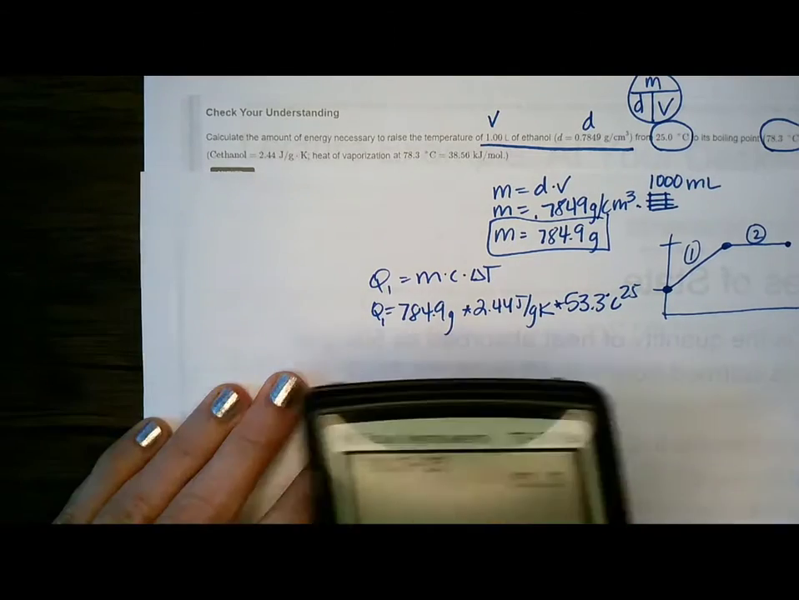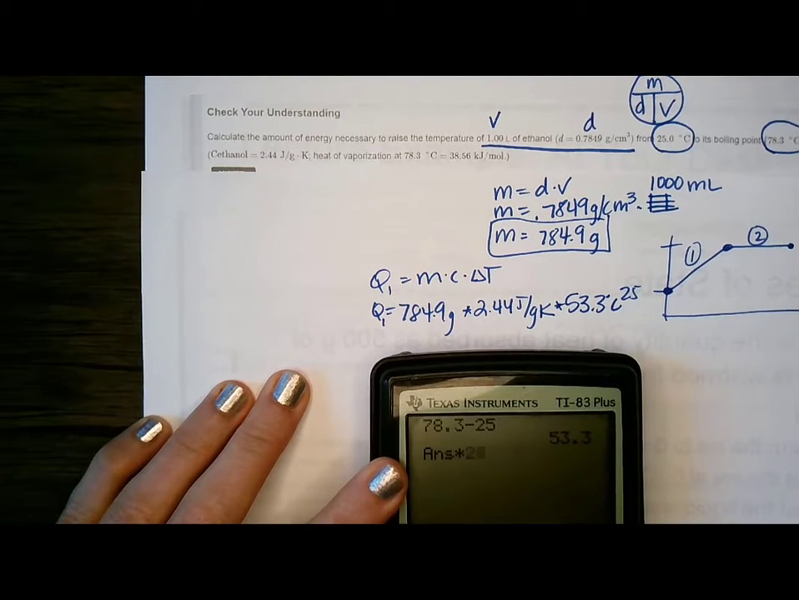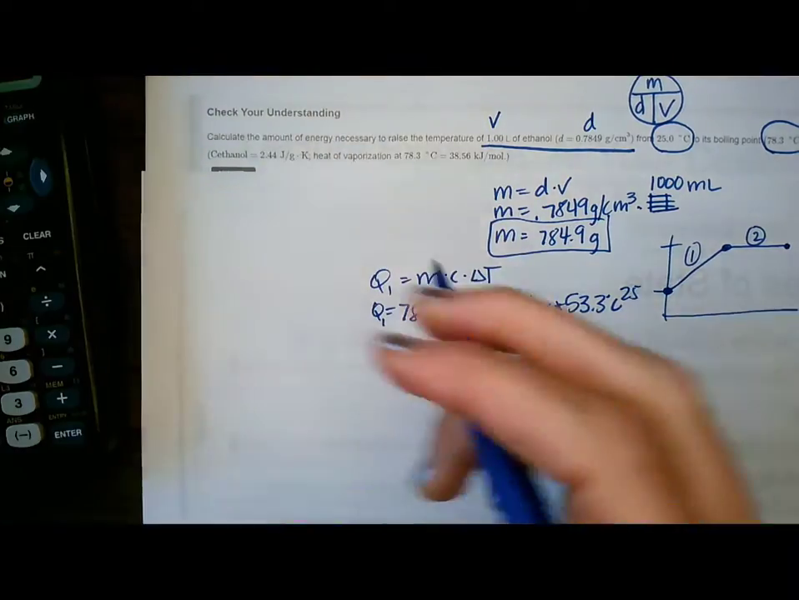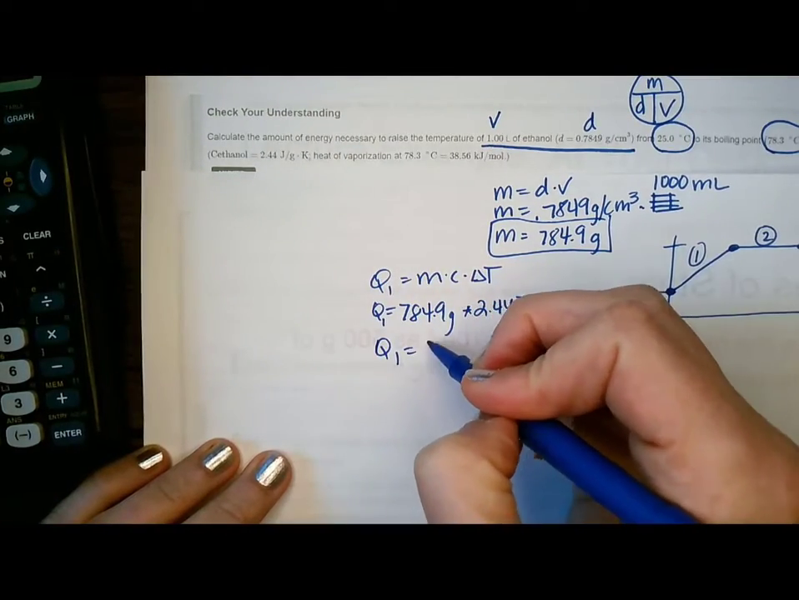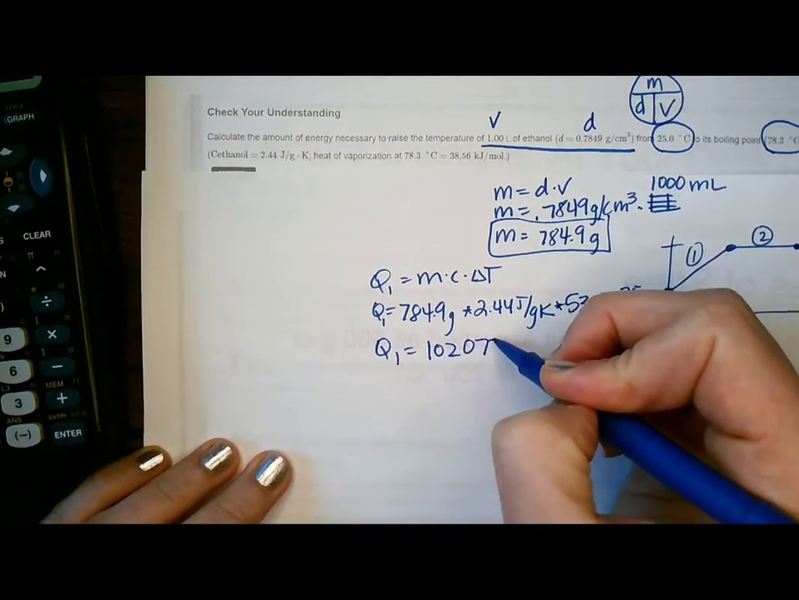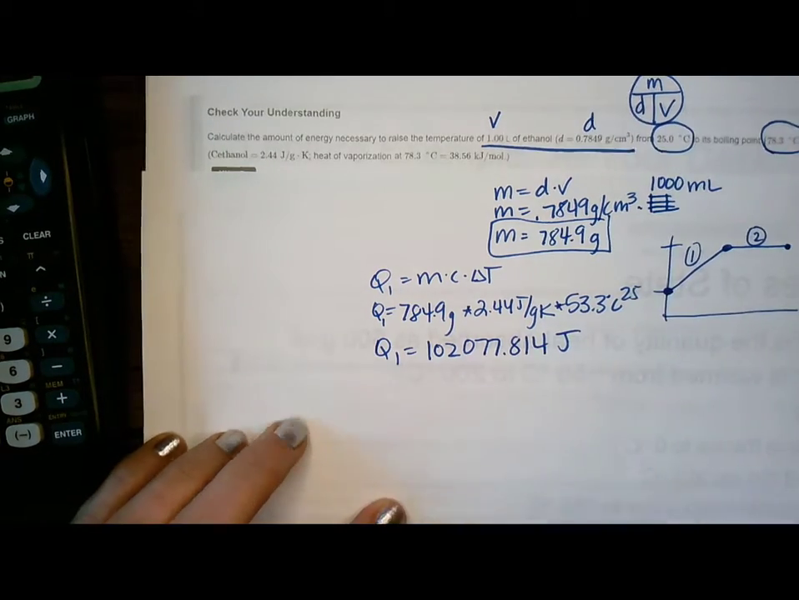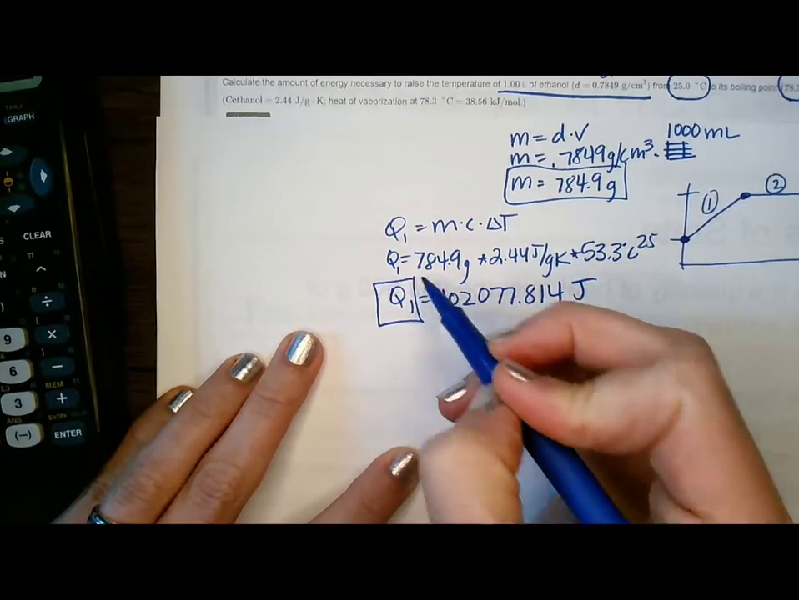Okay, now let's multiply all of these together. Times 2.44 times 784.9. All right, I get 102,077.814. So this is our Q1. I'm going to put a box around it.